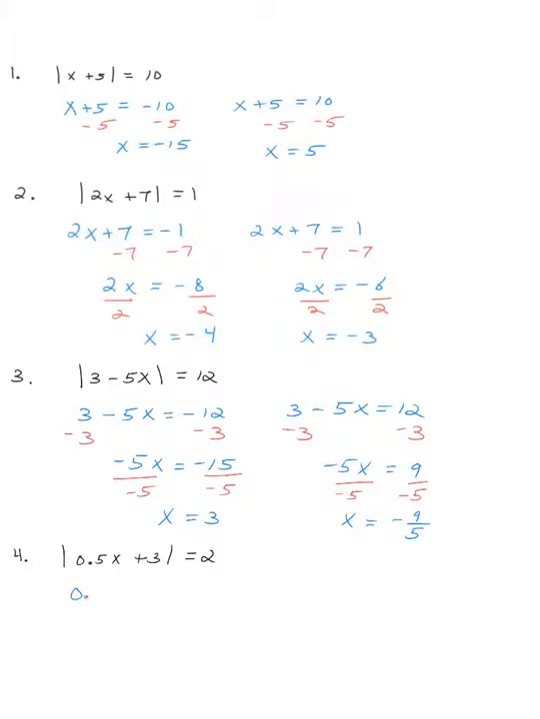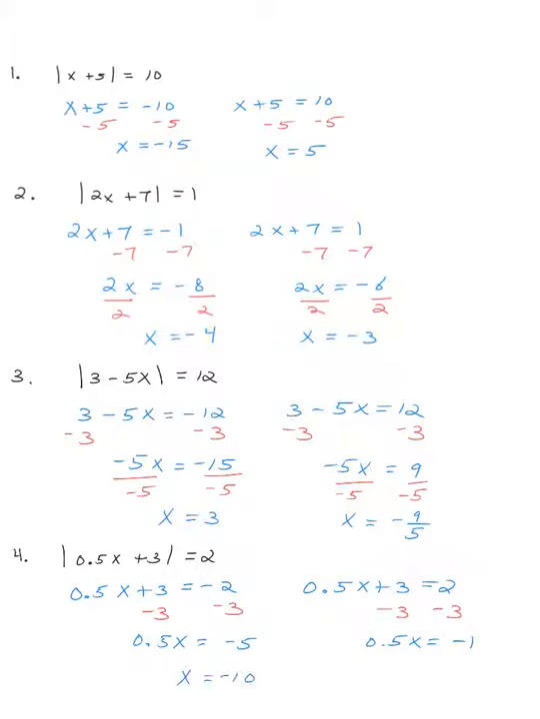All right, here we have 0.5x plus 3 is equal to both negative 2 and positive 2. Subtract 3. We get 0.5x is equal to negative 5. 0.5x is equal to negative 1. To get rid of a 0.5, you can just multiply both sides by 2. So my next step is to double both sides. I get that x is equal to negative 10, and also x is equal to negative 2.